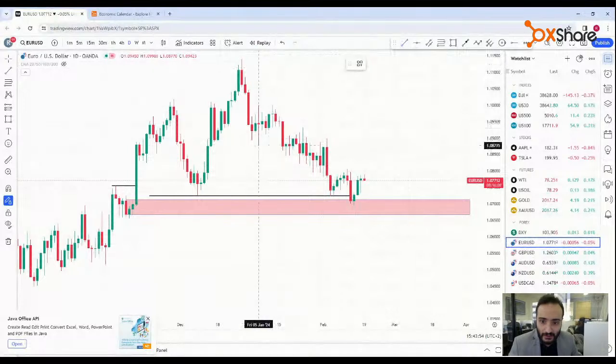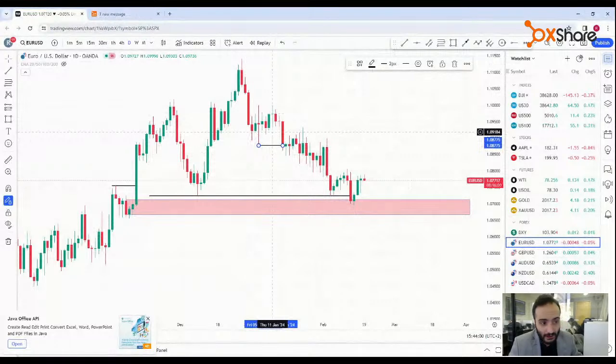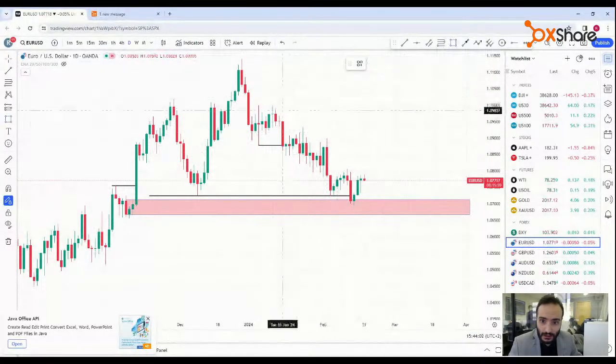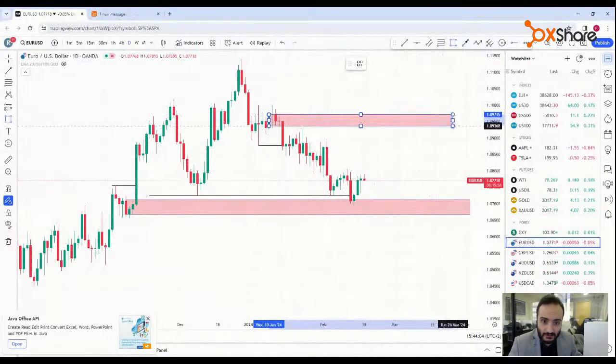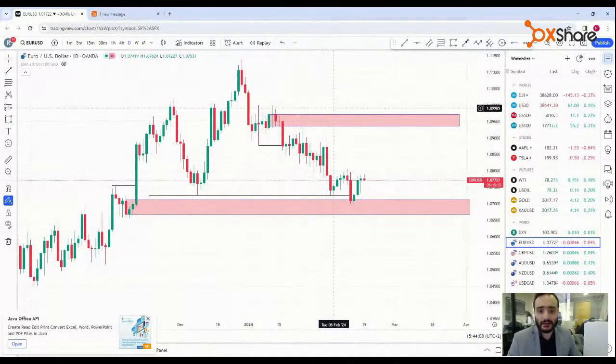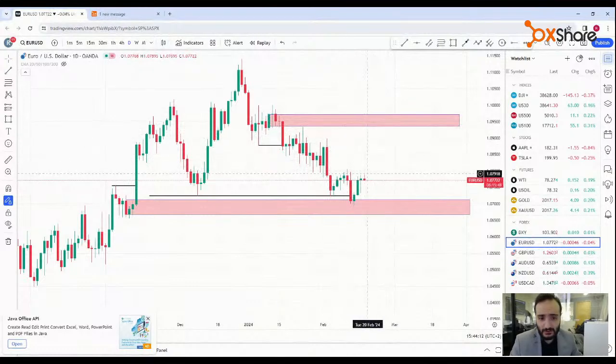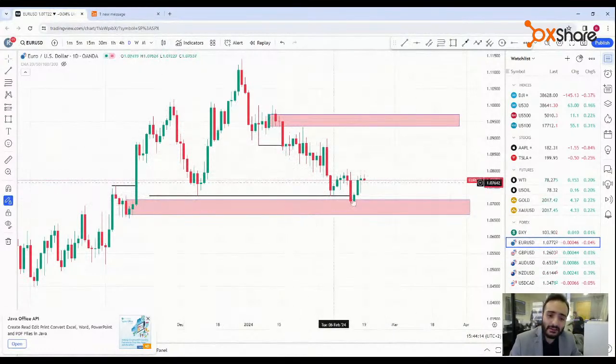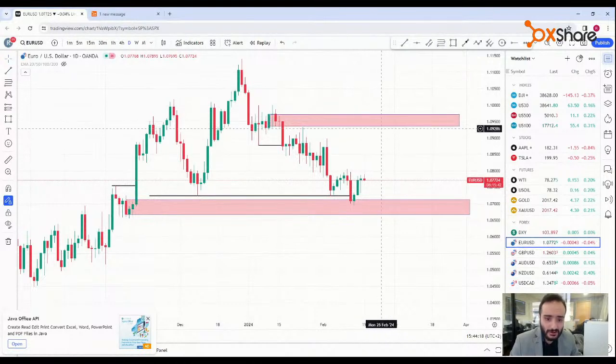Of course, we have minor structure shifts, a market structure shift over here, declaring a short-term downtrend, and this is the supply zone that was formed, the demand zone that was formed, the supply zone that was formed, excuse me. So this is the demand zone. We tapped in this demand zone, and then we are pushing now to the upside.